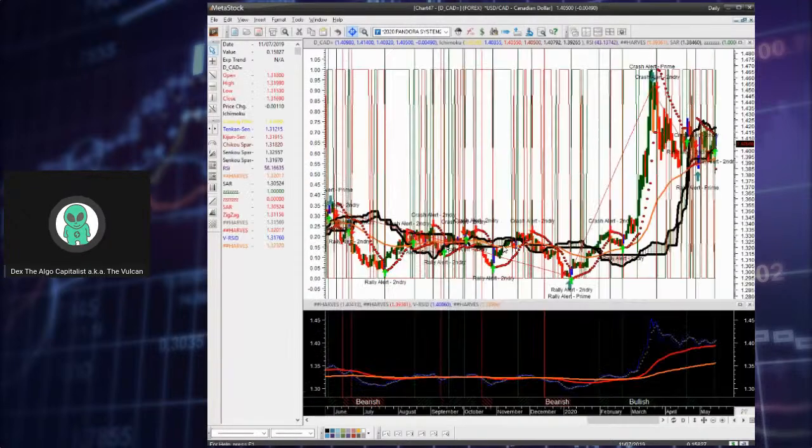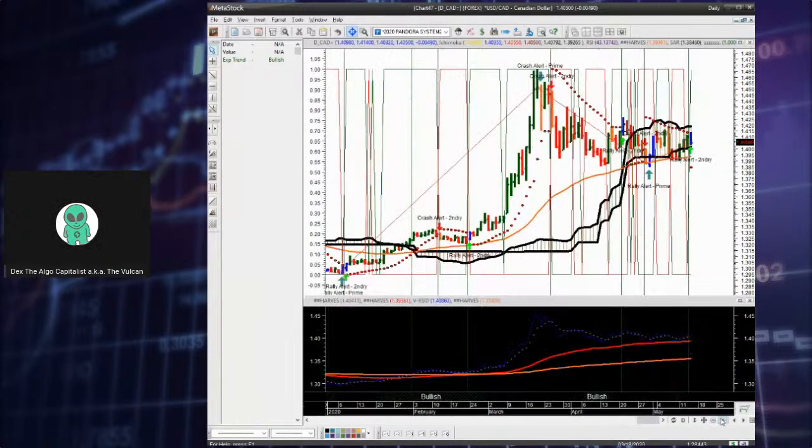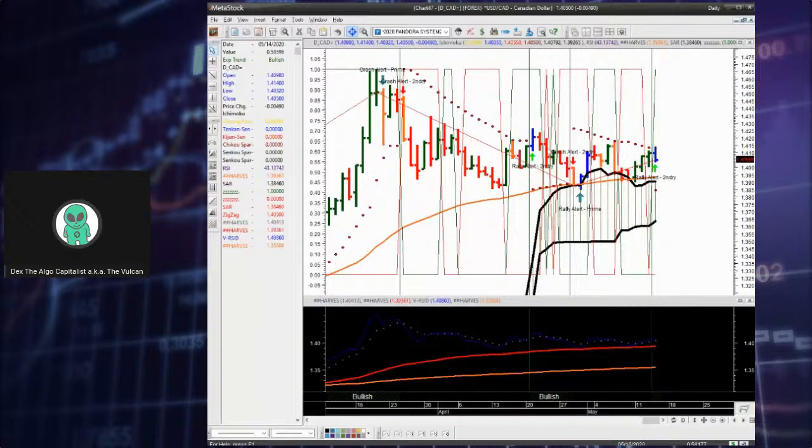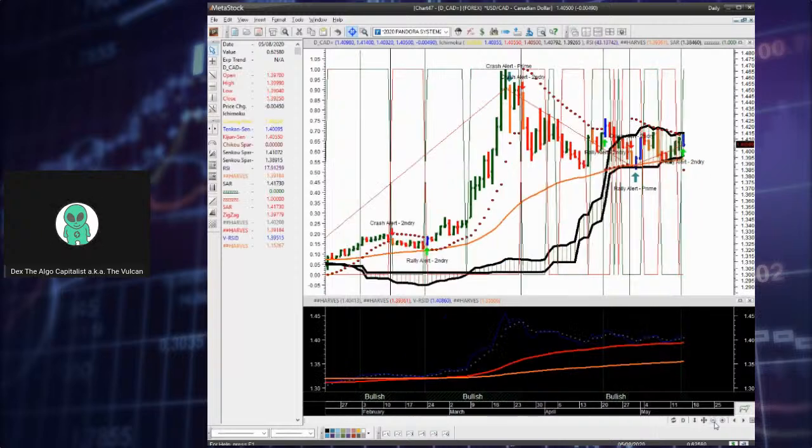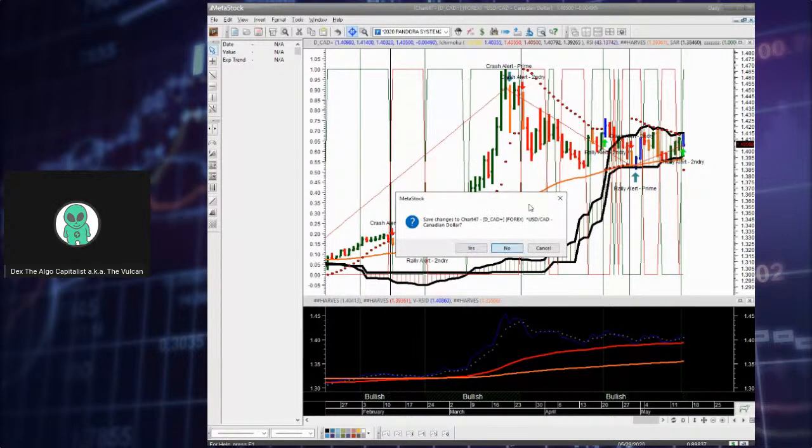Here is our Canadian dollar. All right, consolidated top side, the Kumo cloud trend line right here. So you're above the line, but below the top resistance mark of this. So there you go. All right, rally alert tomorrow for the Canadian dollar. See if it can fight its way out of the Kumo cloud.